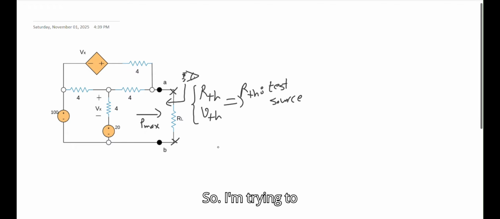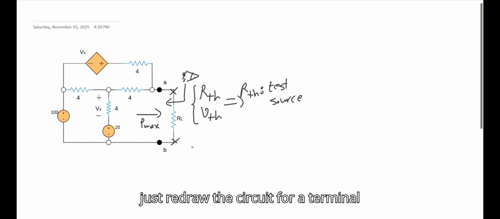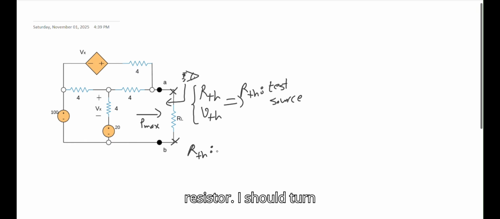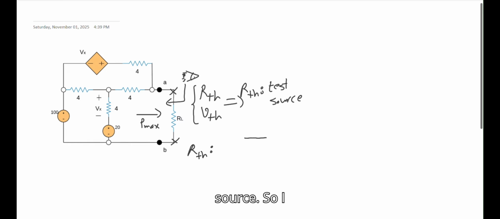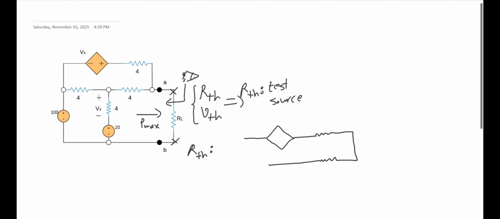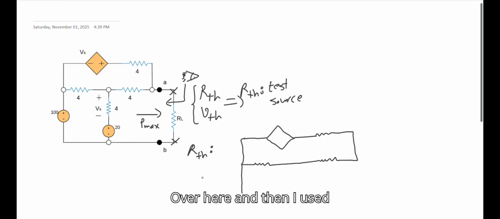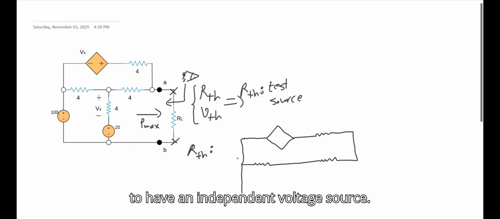So I'm trying to just redraw the circuit. For the Thevenin resistor, I should turn off all the independent sources and just apply a test source at the place of my load and then try to find the voltage across the test source. So I start from the circuit top, over here, and then I used to have an independent voltage source.